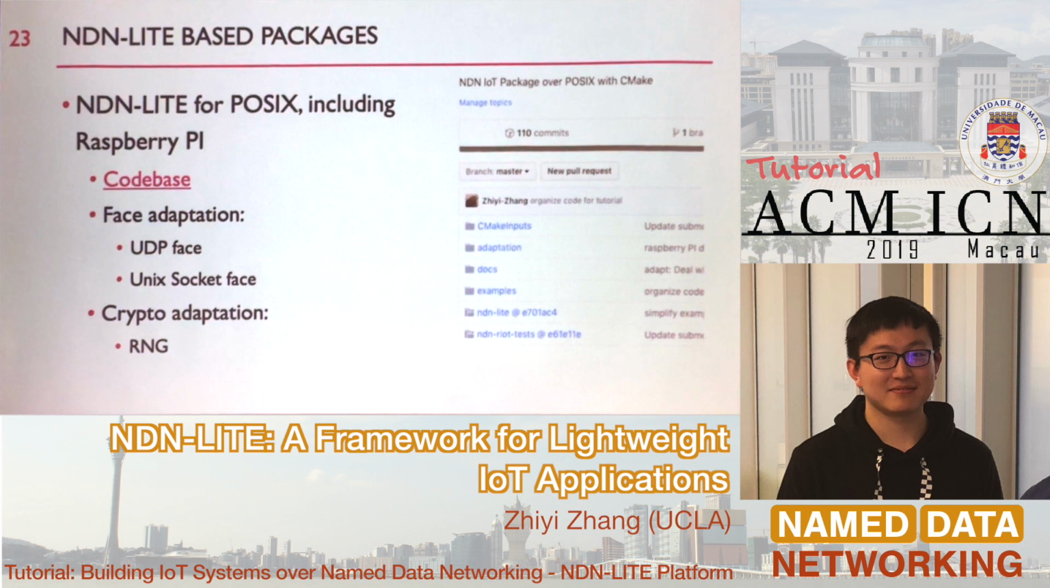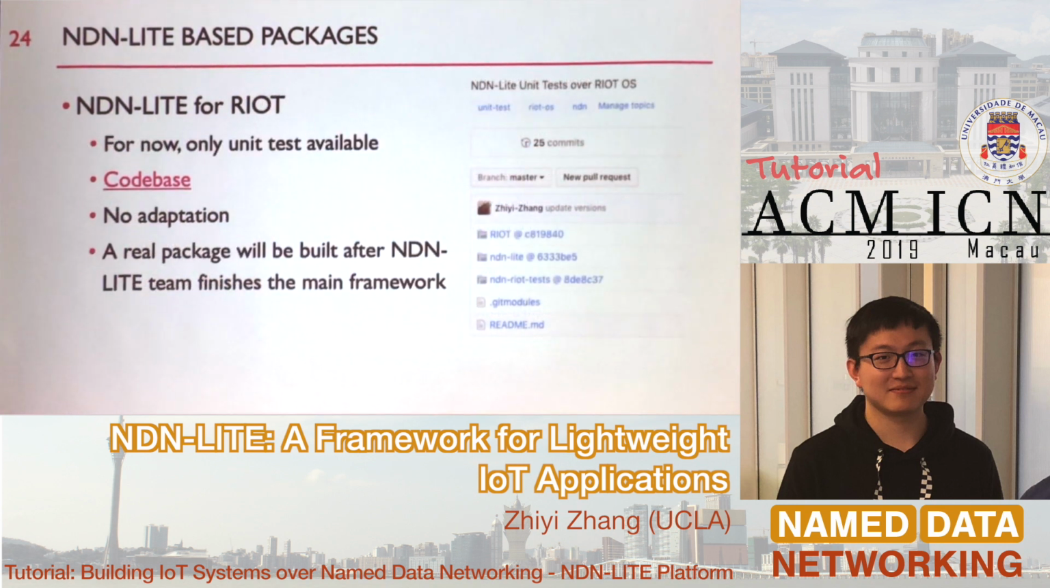And then here's the package for the POSIX, like the Raspberry Pi. We have the face adaptation to use the UDP face and also the Unix socket face. And we also have the crypto adaptation to use the local RNG, pseudo-random number generation. Besides those two packages, we also have an NDN-LITE for RIOT. But for now, we only have the unit test available, and there's no adaptation. A real package will soon be built after we finish the main framework.